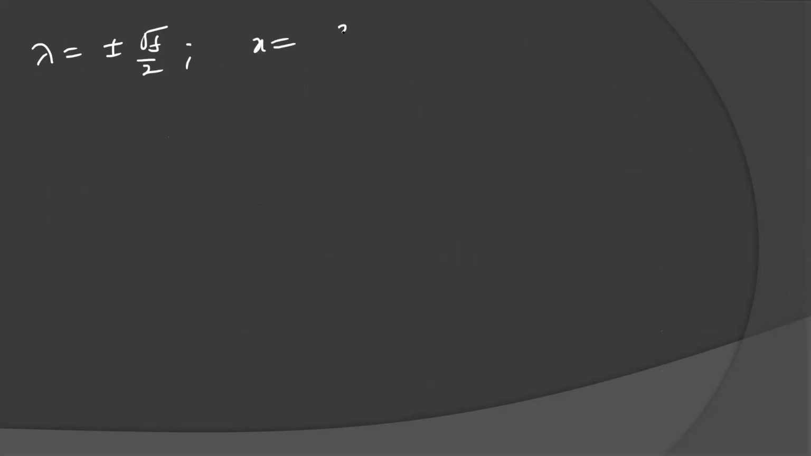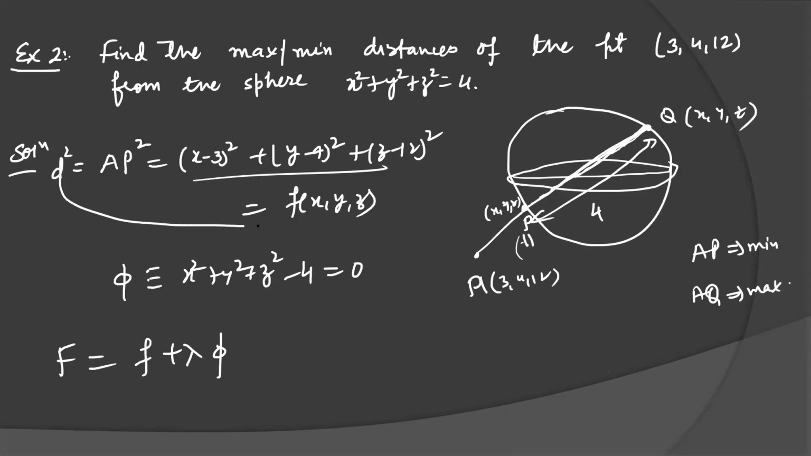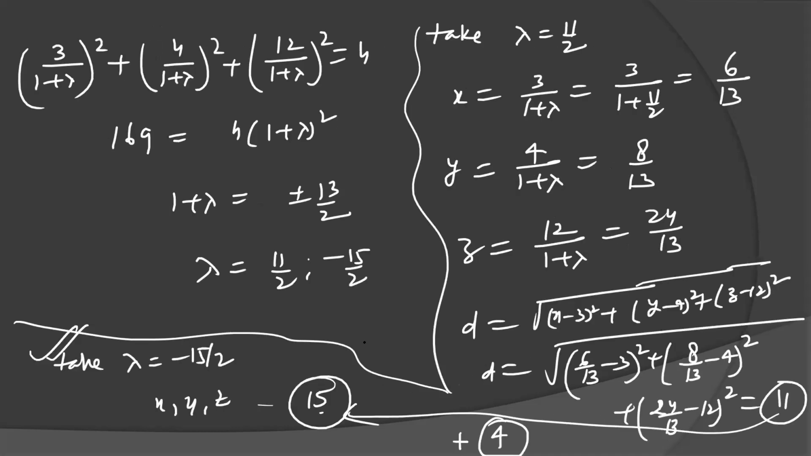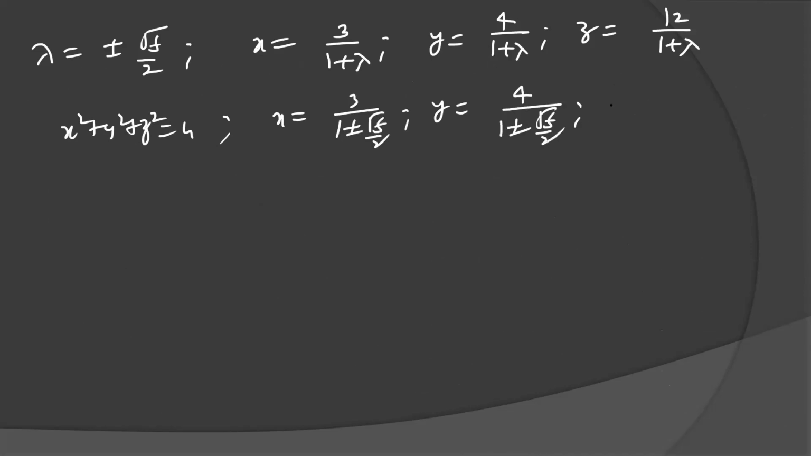Now you know that x is equal to 3 over 1 plus lambda, y is equal to 4 over 1 plus lambda, and z is equal to 12 over 1 plus lambda. And the important point is, this under root f is actually the distance. So if you find the under root f, that will be the distance. The relation is x square plus y square plus z square equal to 4. So if you put it here, you will get x equal to 3 over 1 plus minus root f by 2, y equal to 4 over 1 plus minus root f by 2, and z equal to 12 over 1 plus minus root f by 2.